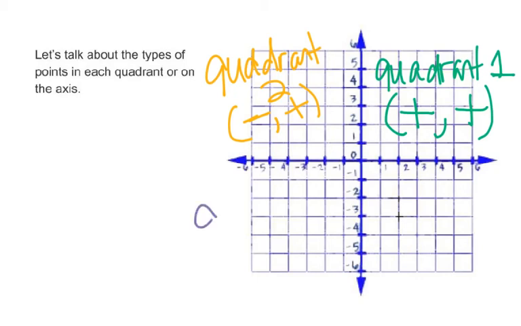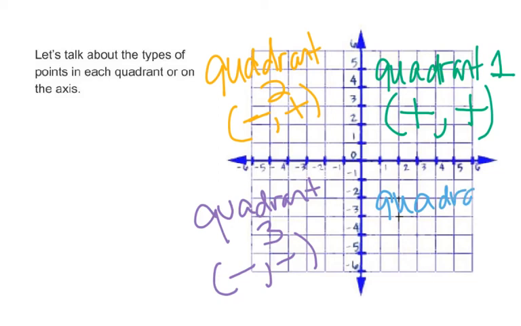Now let's look at quadrant 3. My x numbers are negative and my y numbers are negative. So I'm along the negative portion of the x-axis and the negative portion of the y-axis. Then we'll look at quadrant 4. In quadrant 4, I'm on the positive side of the x-axis, but I'm on the negative part of the y-axis. So this just lets you know, the more you learn about the coordinate plane, the more it will help you.